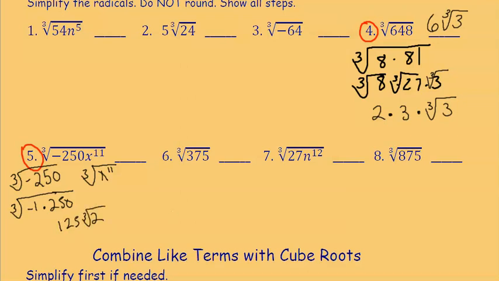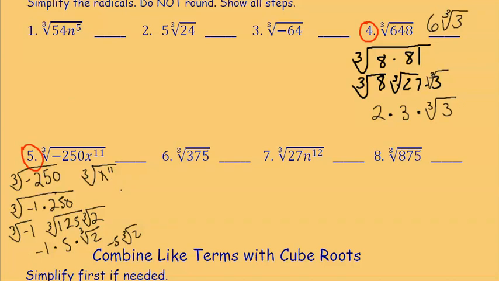So we have the cube root of 2 times the cube root of 125 times the cube root of negative 1. That gives you negative 1 times 5 times the cube root of 2. So that would be negative 5 cube root 2. Now let's simplify the variable.